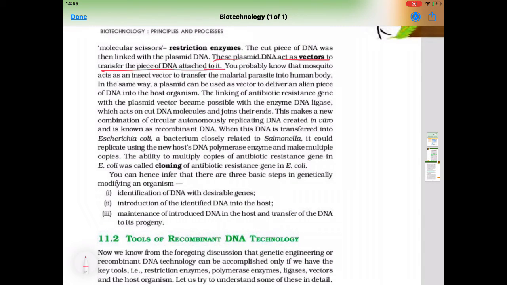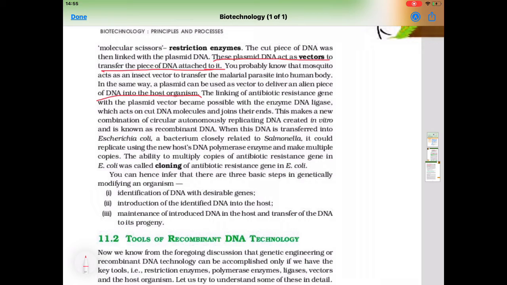So by using certain plasmid DNA which acts as a vector, these DNAs are transferred to the host cell. A plasmid can be used as a vector to deliver an alien piece of DNA into the host cell. So here also, plasmid can be used to transfer the genes.